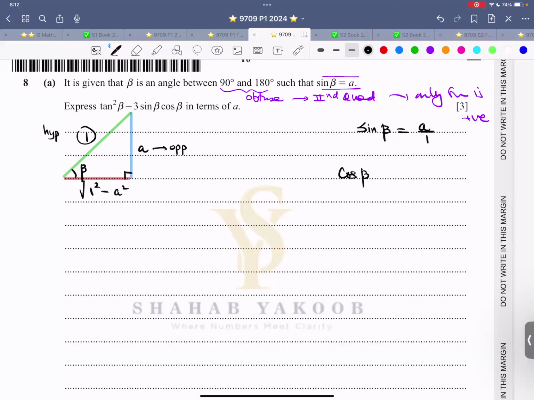Therefore, cosine of beta, I'll give the plus minus a little bit later, that is square root of 1 minus a square over 1. And tangent of beta, it is a over square root of 1 minus a square. Square root is there. Now, in the second quadrant, only sine is positive. Therefore, this is negative. Therefore, this is negative.